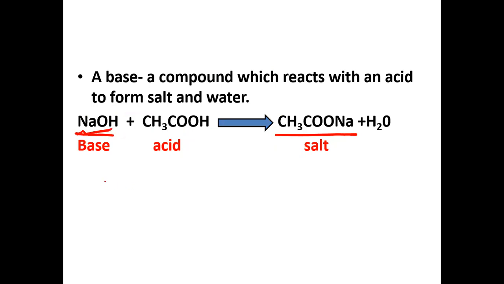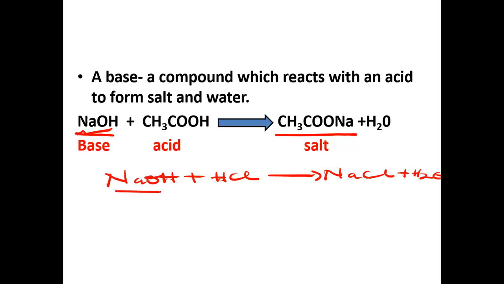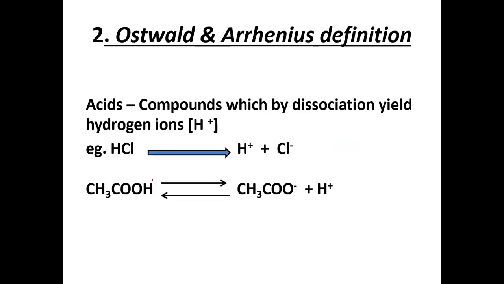As simple as that. The simplest example we know is NaOH and then HCl. That is going to give us our popular salt, NaCl, plus our water. It means this compound here qualifies to be a base based on the pre-ionic definition.